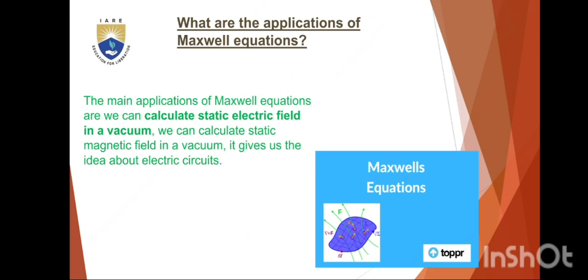Charges in a closed surface will be distributed over its volume. Thus, the volume charge density can be defined as ρv = dQ/dv, measured in C per meter cubed. On rearranging, we get dQ = ρv dv. On integrating the above equation, we get Q = ∫ρv dv. It is the fourth equation.